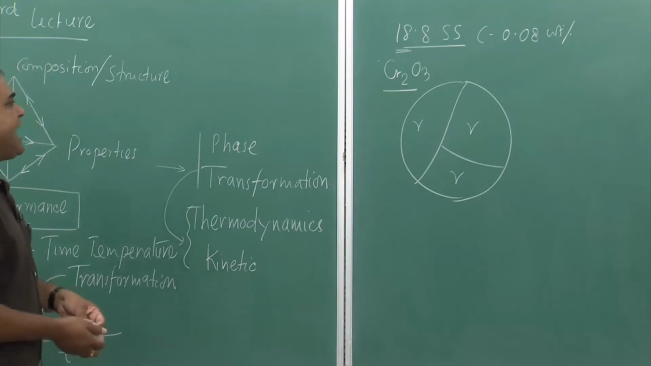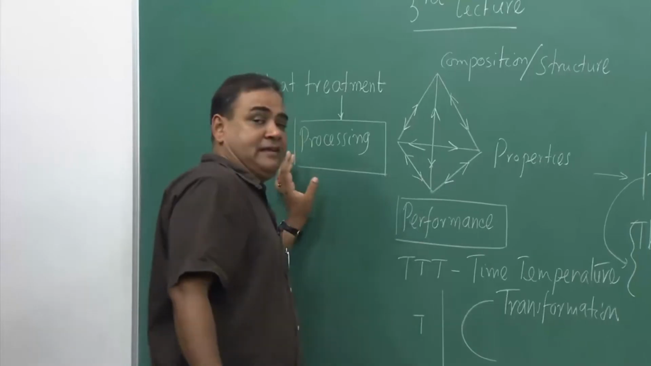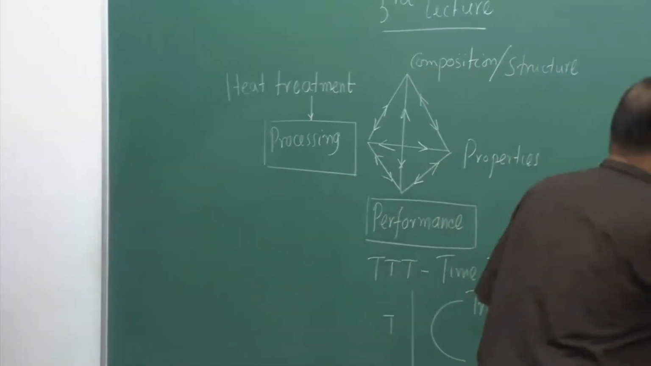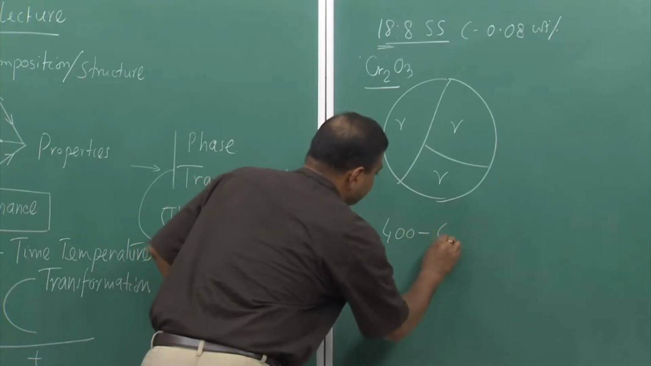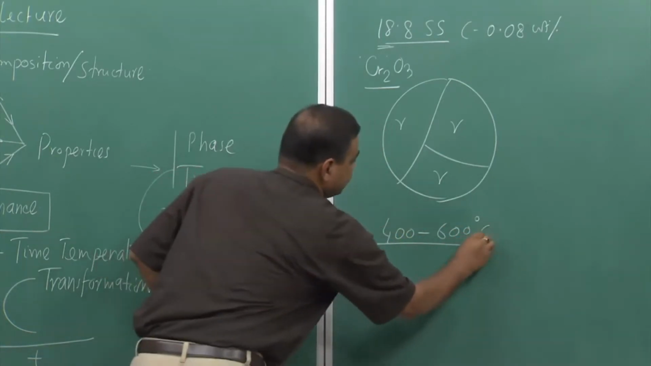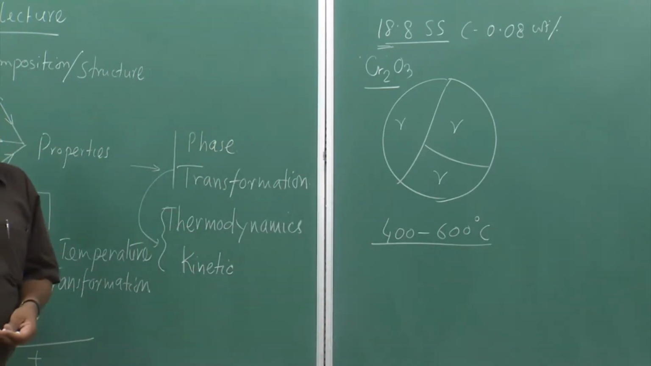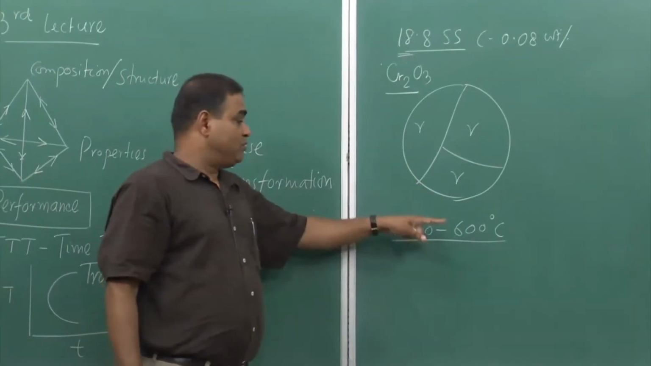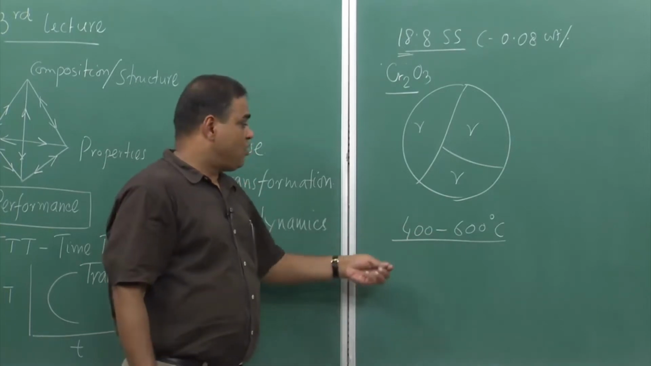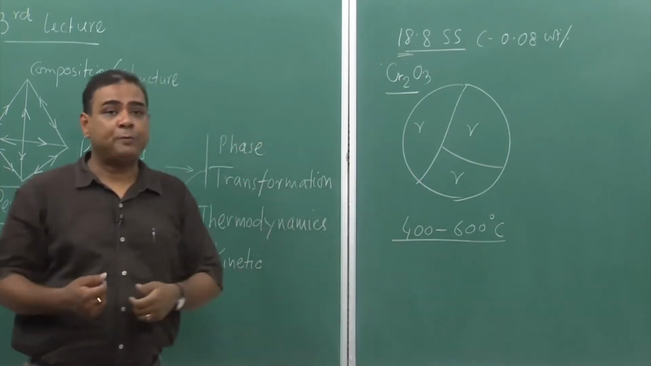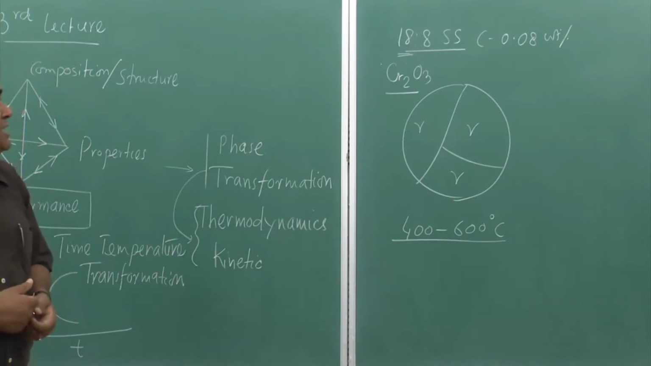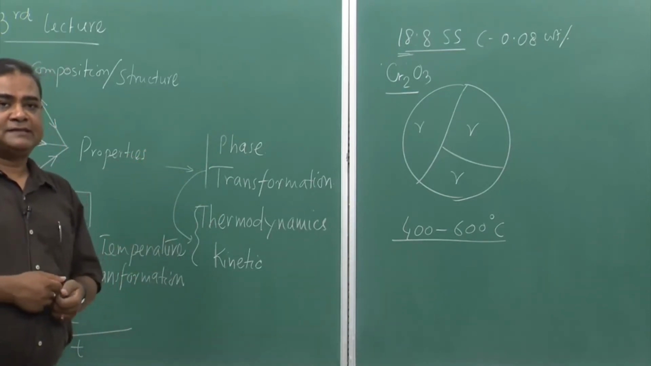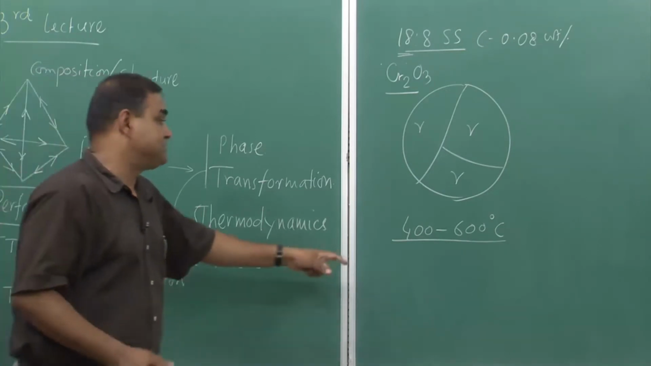Now, if there is a little change in the processing by mistake, let us say by mistake we heat this material in the temperature range of 400 to 600 degrees Celsius, which is not a very suitable temperature to heat this material. During operation, let us say we want to weld particular sheets, a particular plate, let us say a stainless steel plate of this composition. If we weld it, somehow during cooling, it has to go through that temperature range.